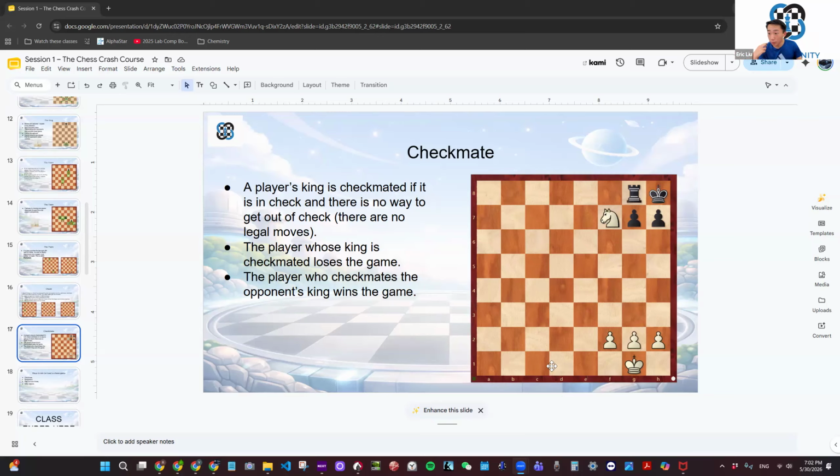Well, there's no way to block a knight check because knights can jump over pieces. And then the third way is to move the king. And unfortunately for the black king, the king cannot move anywhere since it cannot capture its own pieces. So in this case, the king cannot get out of check. Black is checkmated. In this position, white wins and black loses. So that's checkmate.